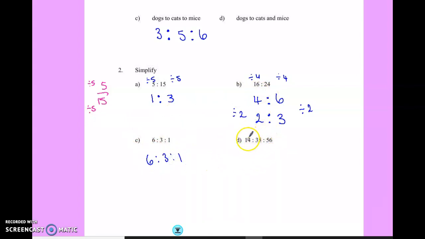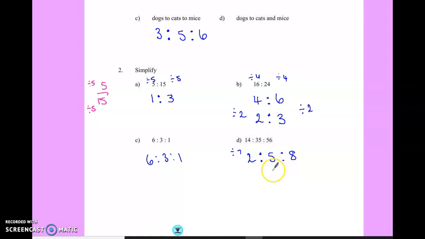This one, we've got 14, 35 and 56. They're all in the 7 times table, so I can divide them all by 7. 14 divided by 7 is 2. 35 divided by 7 is 5. 56 divided by 7 is 8. It's always worth doing a quick check. 2, 5 and 8. There's nothing that goes into all 3 of them, so we can't simplify that any further.